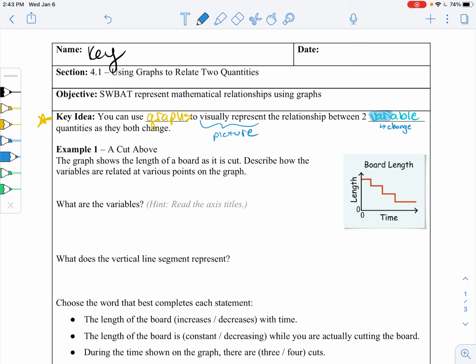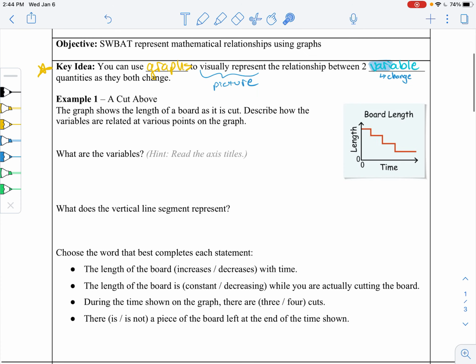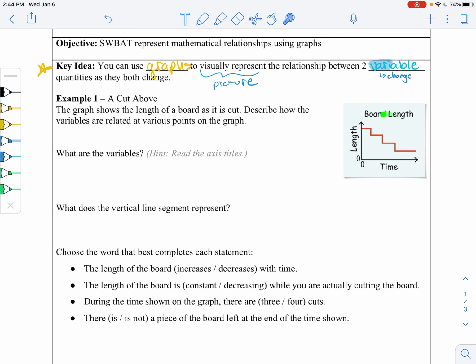For example, my brother is making a house. He's making a playhouse for my nieces. And he's going to do some cuts. He's going to cut a board. And the graph here shows the length of a board as it's cut. Describe how the variables are related at various points on the graph.